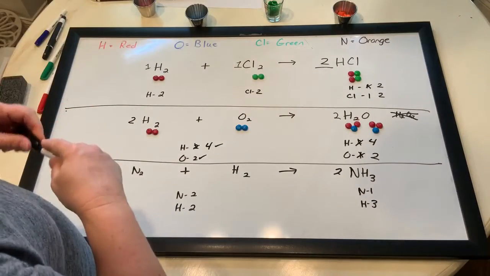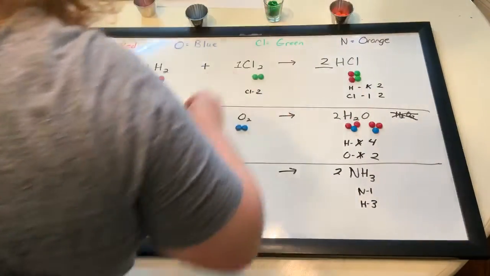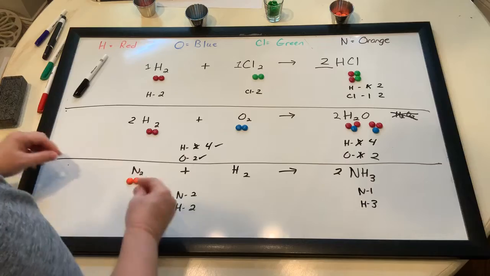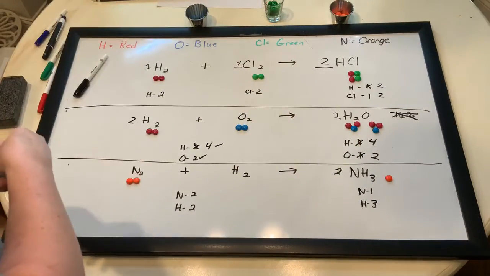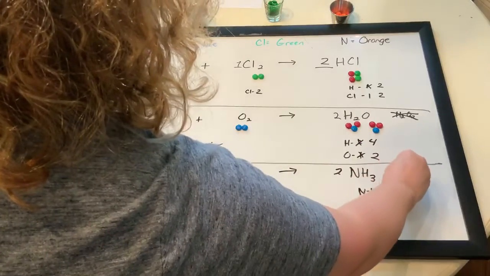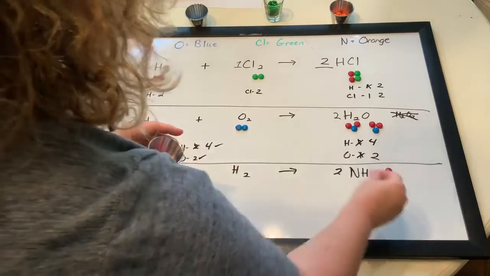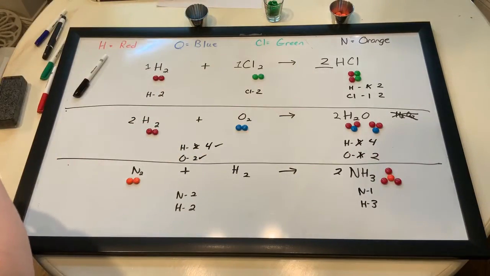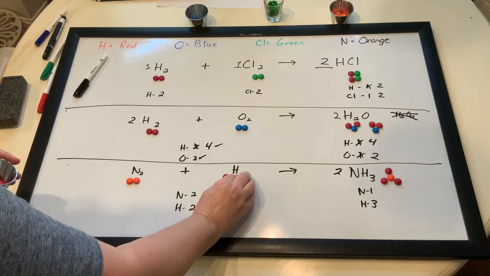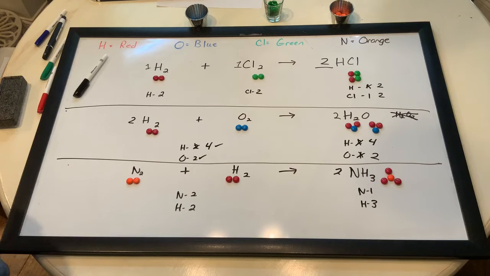Oh, I forgot to put out the M&Ms for my visual learners. So here we have N1 and H3. There's our start. Here's our 2 hydrogen. Okay, now there you go. You can see that those are definitely not balanced.